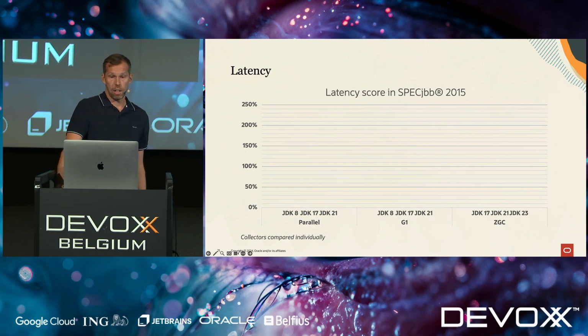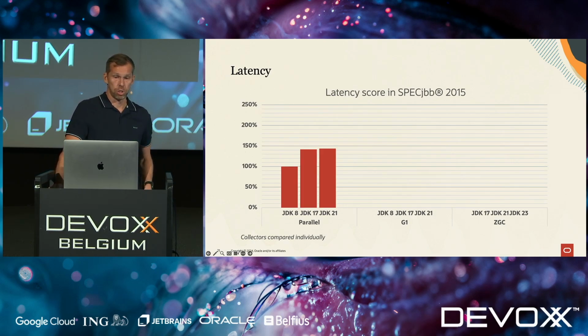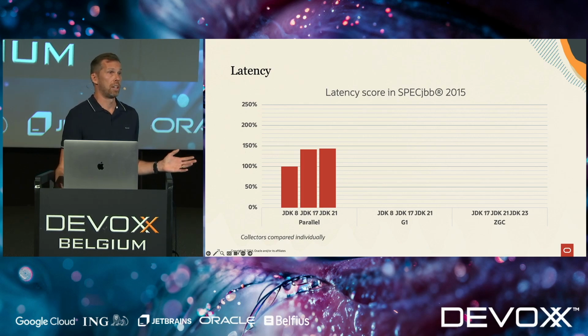Let's move over and look at the latency scores instead. And starting off with parallel again, we see more or less the same improvement, maybe a bit more, 40% improvement in the latency score. So really nice to see this again. And in the latency score, shortening the pauses is really what affects the score, because if you have long pauses, that will affect the application latencies in the benchmark, giving a worse result.